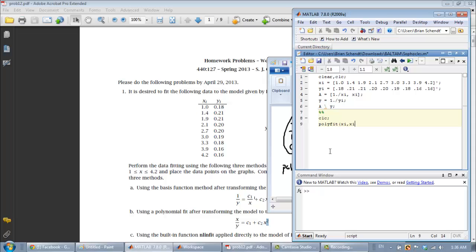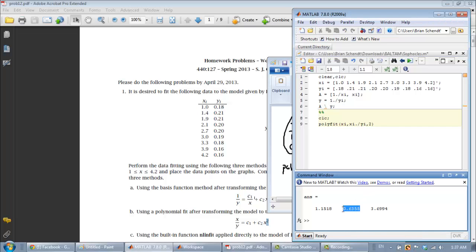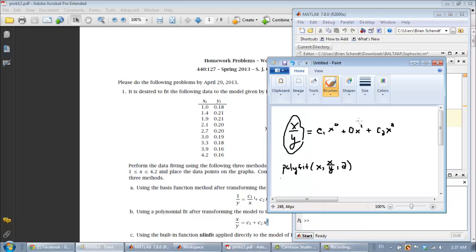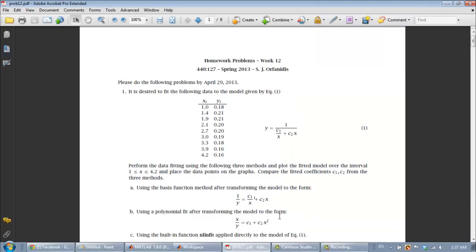xi over yi. I'm probably going to have to change that in a sec. And yeah, that's what I thought. And there you go. And again, this middle term here corresponds to the x to the first power. So that's not going to be used because there is a 0 in front of it. It does not appear in this expression.